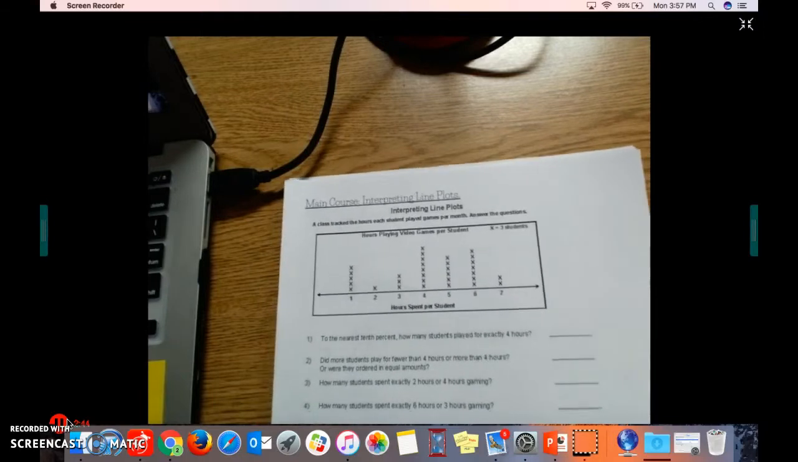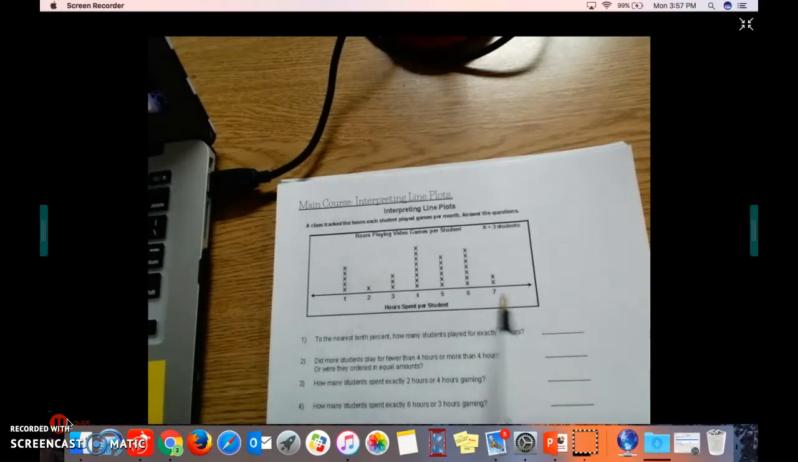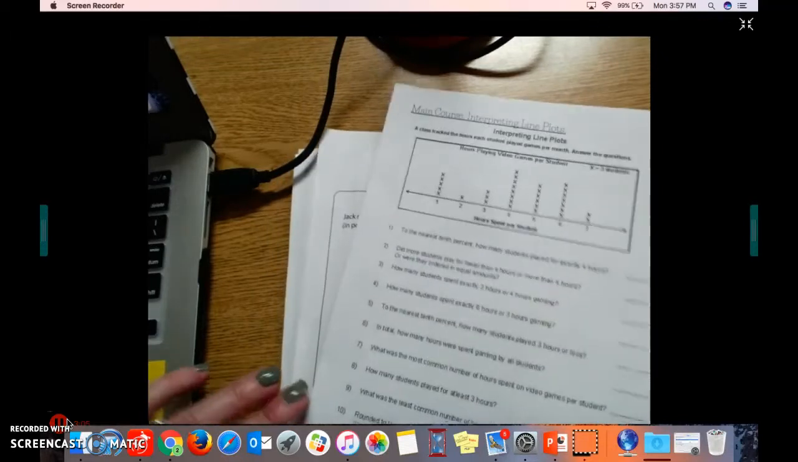Today you are interpreting line plots. So you're going to take a look at the graph here. Be sure to notice the labels. So what's the title? What do these numbers below the line mean? What does X represent? Look closely at your key at any defining points before you move on to answer the questions.